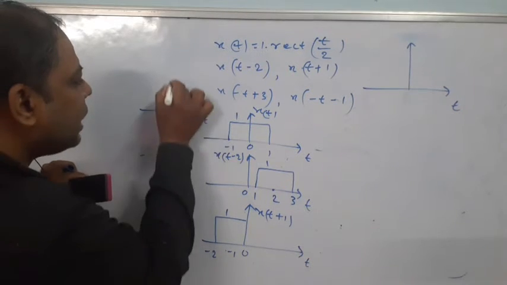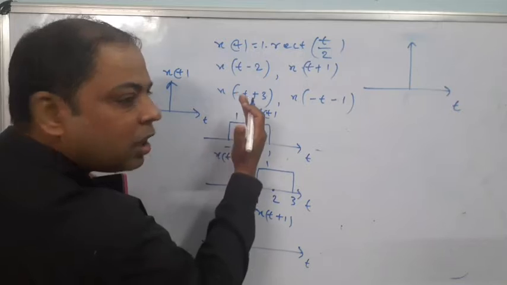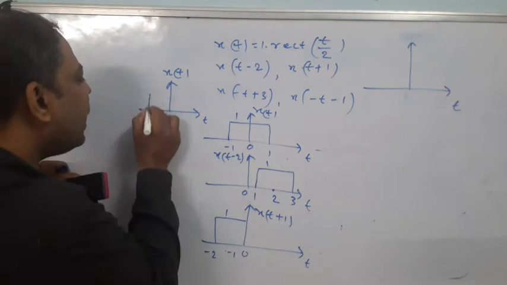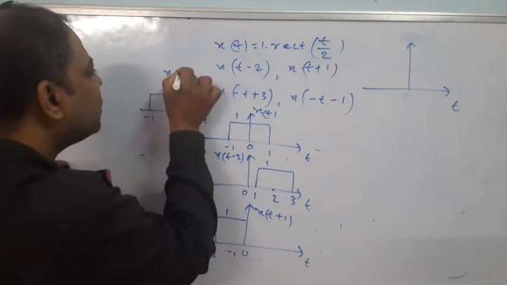So now here you just mark. This is your time axis. After folding x of t, put a mirror. For the folding operation, how is it done? Put a mirror. Then this side becomes this side, and this side becomes this side. There is no problem. You will find the same signal, minus 1, 1. This is x of minus t.